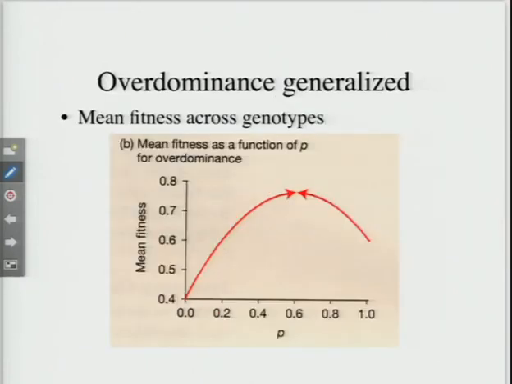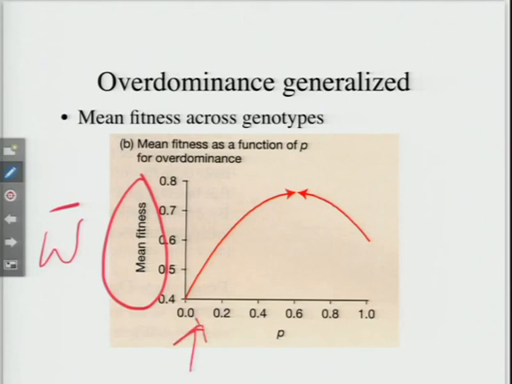Okay, here's a generalized model of overdominance. So again, you have mean fitness, W bar, as a function of P, the frequency of one of the alleles. If heterozygotes have highest fitness, then when does the population have highest average fitness? When there's a bunch of heterozygotes. When do you have a bunch of heterozygotes? When both alleles are still present in the population. So if P is a really small number, you don't have a lot of heterozygotes. Average fitness is kind of low. If P is a really big number, that means Q is a really low number, you don't have a lot of heterozygotes. So you have highest fitness when P is an intermediate number.